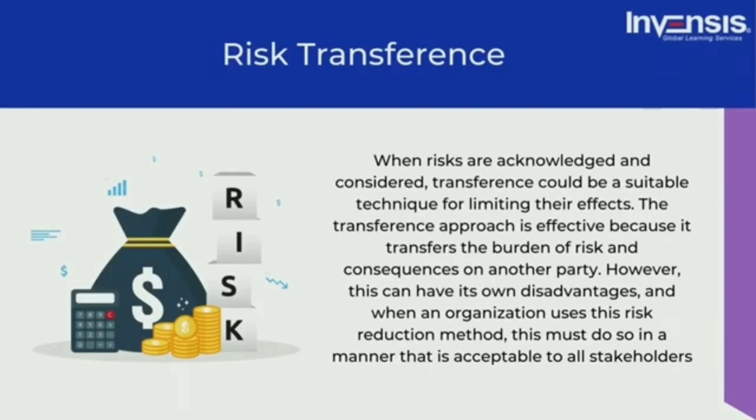The fourth risk mitigation strategy is risk transference. When risks are acknowledged and considered, transference could be a suitable technique for limiting their effects. The transference approach is effective because it transfers the burden of risk and consequences to another party. However, this can have its own disadvantages, and when an organization uses this risk reduction method, it must do so in a manner that is acceptable to all stakeholders. The example that follows shows how and when risk reduction strategies use transference.